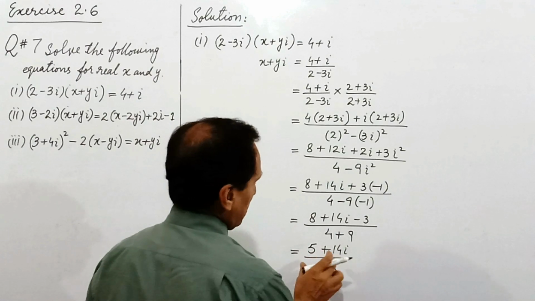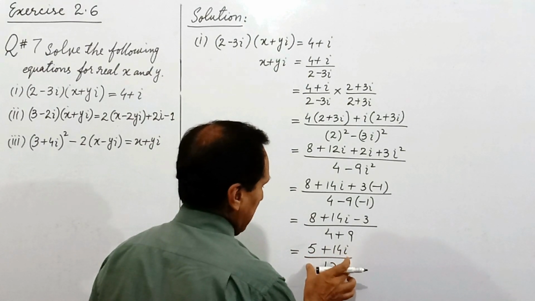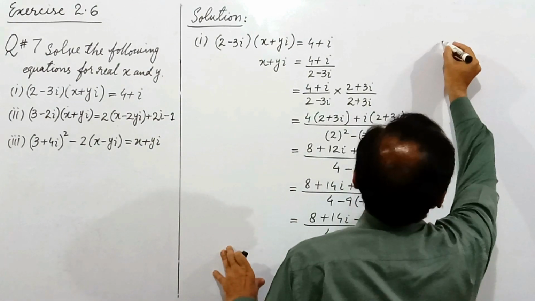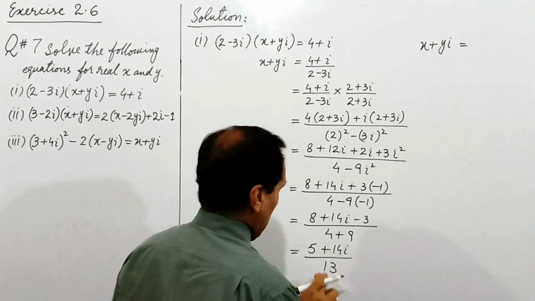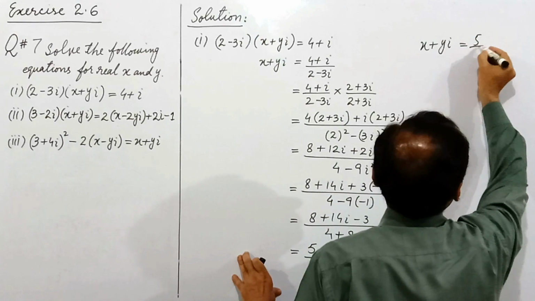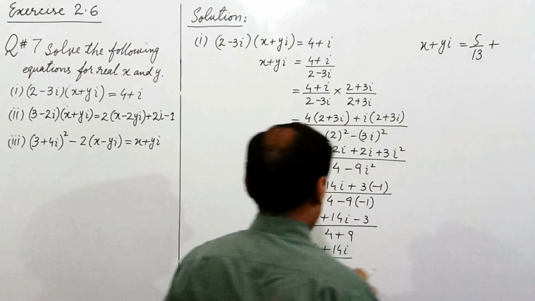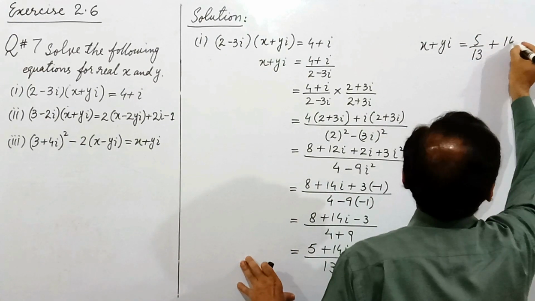We apply the inverse action of LCM on the right hand side, and what we get is x plus yi is equal to 5 over 13 plus 14 over 13 i.